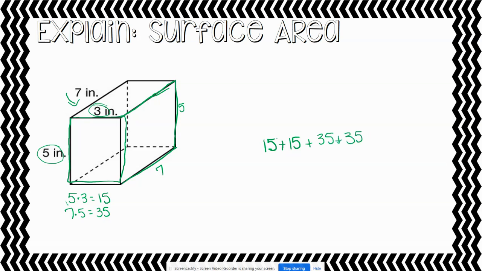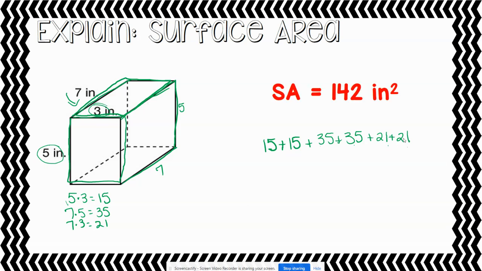Now, remember there are 6 sides, and right now I only have 4. So I still have a top and a bottom for this prism. Well, if I look here, this is 7, and this is 3. So this one would be 7 times 3, which is 21. So now I'm going to add 21, but there's also a bottom that is also 21, so I need to add that as well. Well, 15 plus 15 plus 35 plus 35 plus 21 plus 21 does give me 142. Now, because it's an area, this is measured in square units, so it is 142 inches squared.